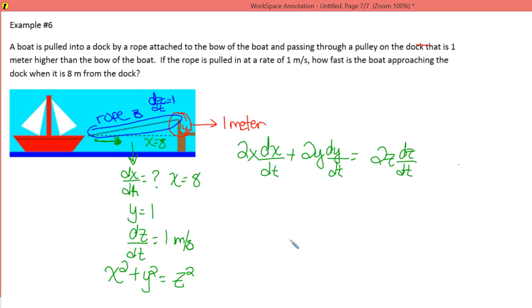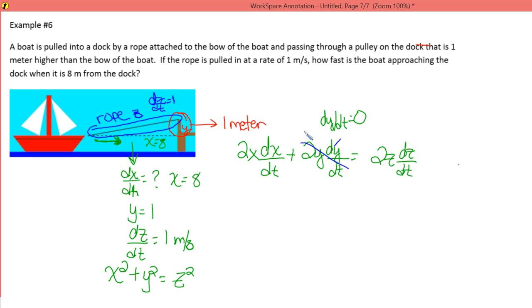Okay, so I need to figure out, what do I know? I know x is 8 at that moment. I'm looking for dx/dt. I don't know dy/dt. I know y is 1. I know dz/dt, but I don't know z. But let's talk about what dy/dt is for a second. Remember I told you that the distance between the pulley and the dock is 1 and it's not changing. So since this distance is unchanging, dy/dt is 0. And if dy/dt is 0, then that makes this entire quantity 0.